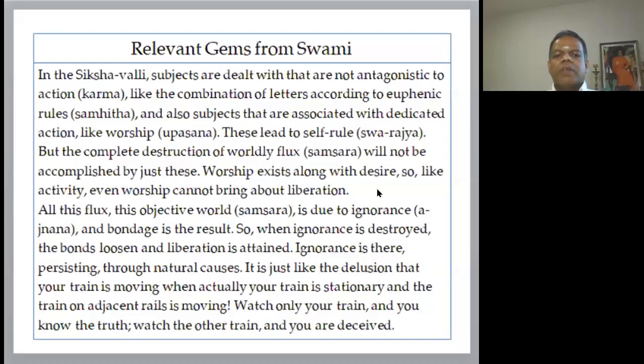Worship exists along with desire. So, like activity, even worship cannot bring about liberation. All this flux, this objective world, samsara, is due to ignorance, ajnana, and bondage is the result. So when ignorance is destroyed, the bonds loosen and liberation is attained. Ignorance is there, persisting through natural causes.